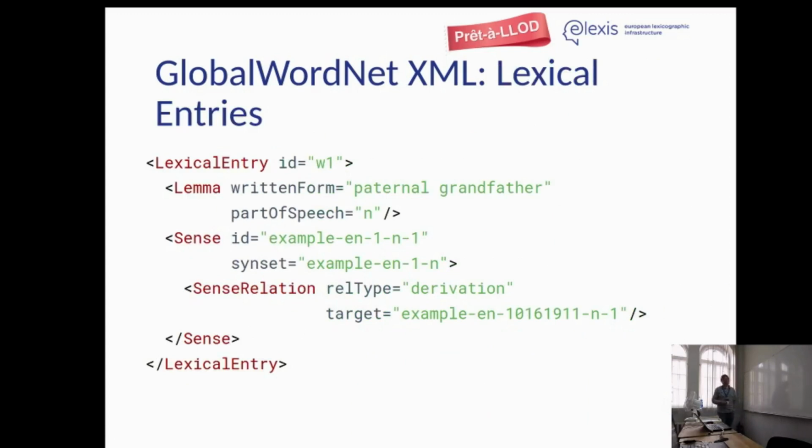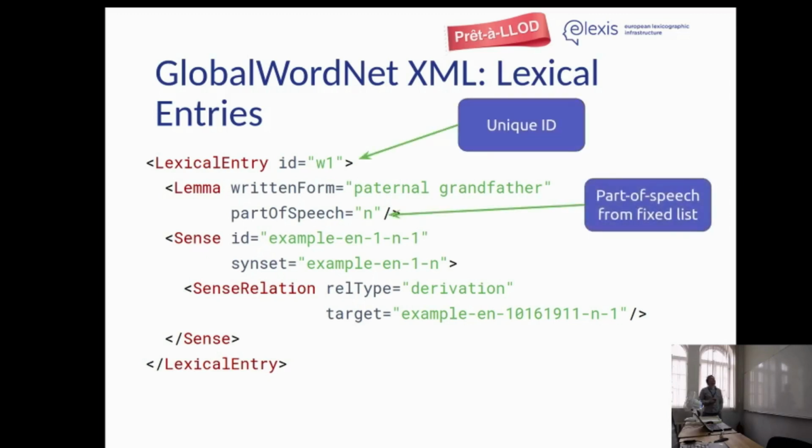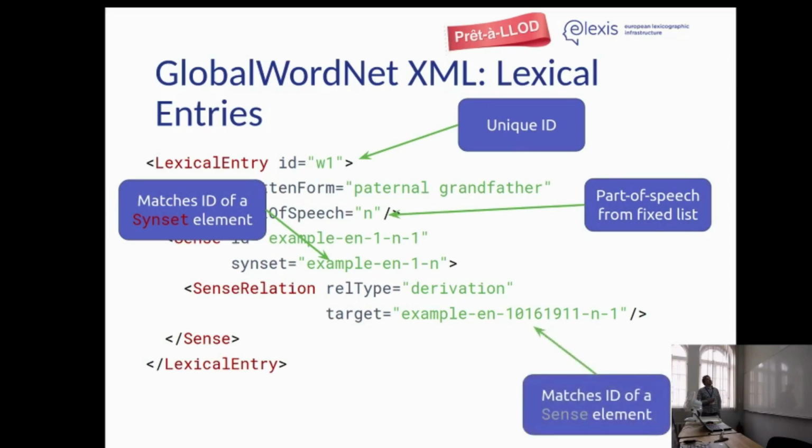And then our lexical entries are fairly straightforward. We have a lexical entry, it has an ID, has a lemma, which is like the form in OntoLex and is mapped to the written form, and a part of speech. We have a sense, and the sense then has a relationship, say derivation, targeting another sense. So we have a unique ID, a part of speech from a fixed category. Our IDs have to match a synset element, and our senses have to match a sense element.